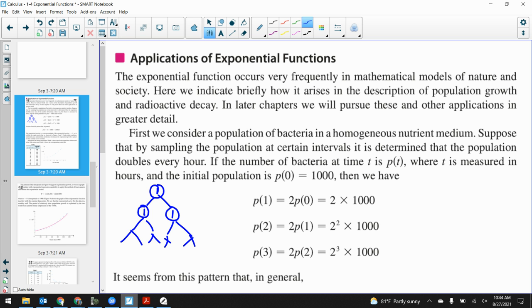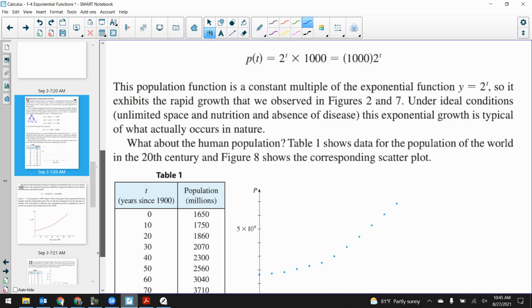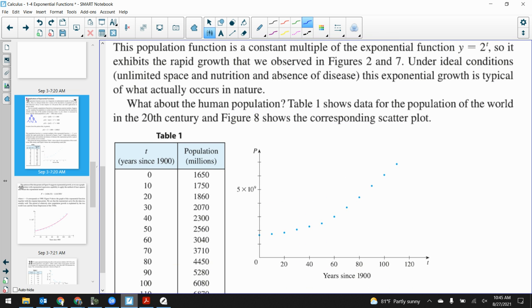Population has this tendency to exponentially grow or exponentially decay, especially like bacteria. Yeah, this is the example. Considering population growth of bacteria, that's going to exponentially grow or exponentially decay. There is radioactive decay as well. This population is a constant multiple of the exponential function 2 to the x, so it exhibits rapid growth here.